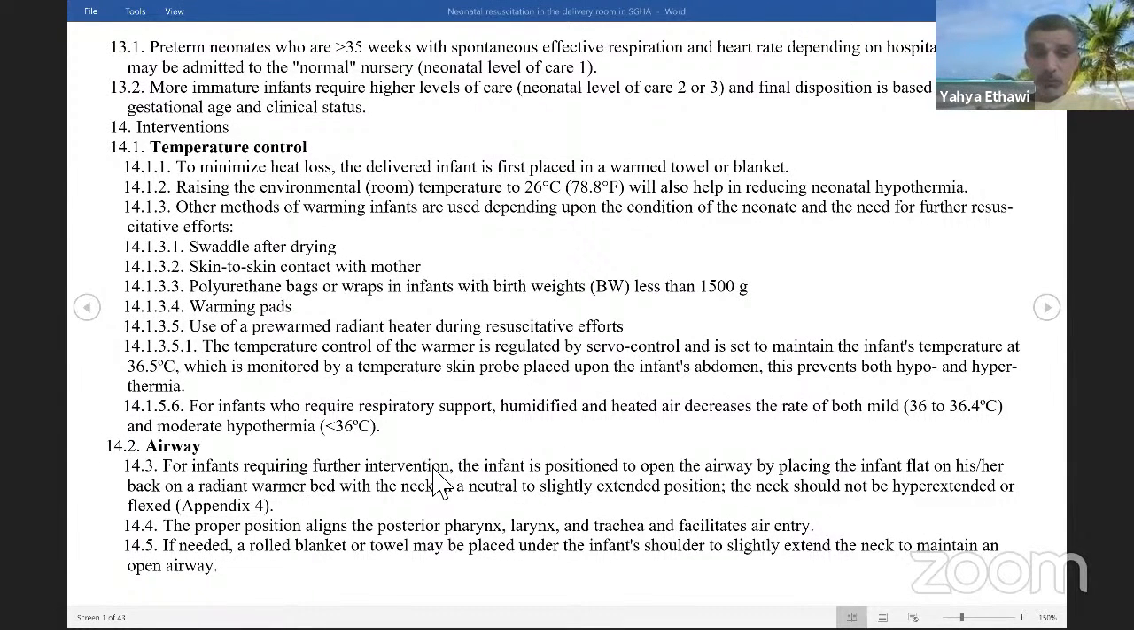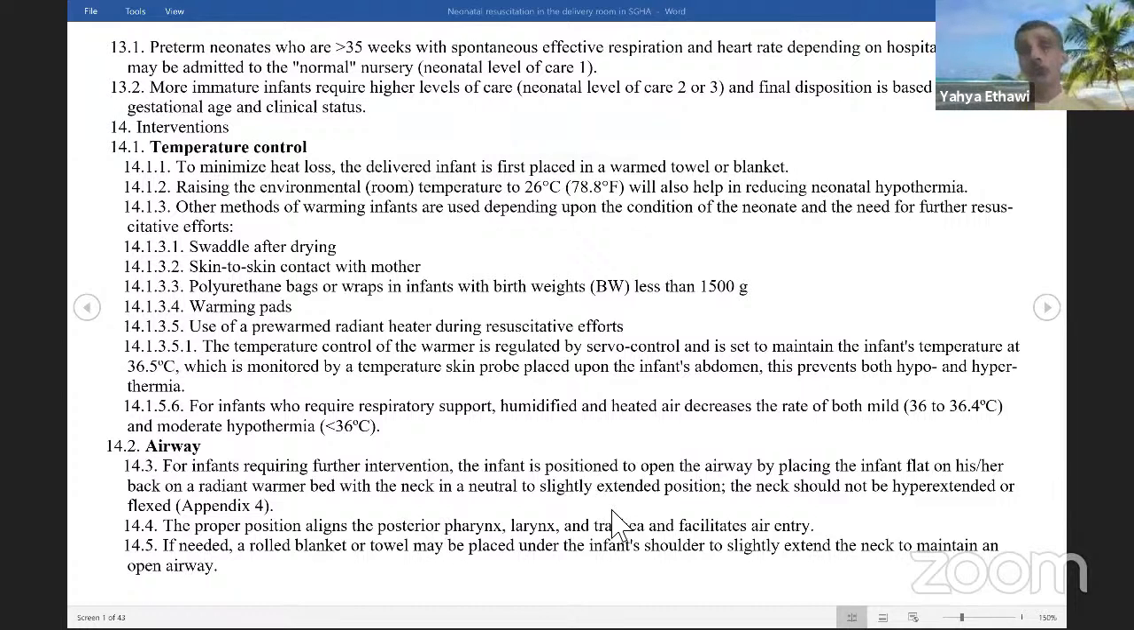Once the baby needs further intervention after 30 seconds, you need to make sure that the temperature is controlled, very important. The neck and the upper airway are aligned, and that's what we call the sniffing position. Sniffing position, when you sniff something like this. So the tip of the nose and the tip of the chin are on the same level, a neutral level. You do it like that. That's what we call the neutral position. If you do that, then you will open the airways, and that's the best position.